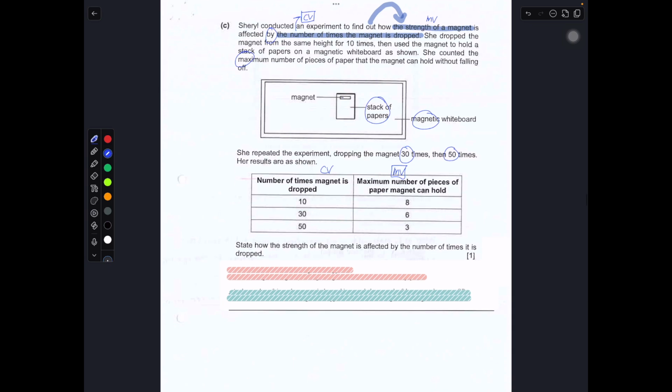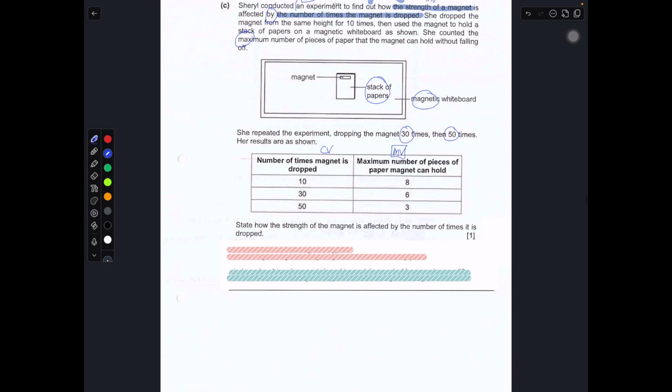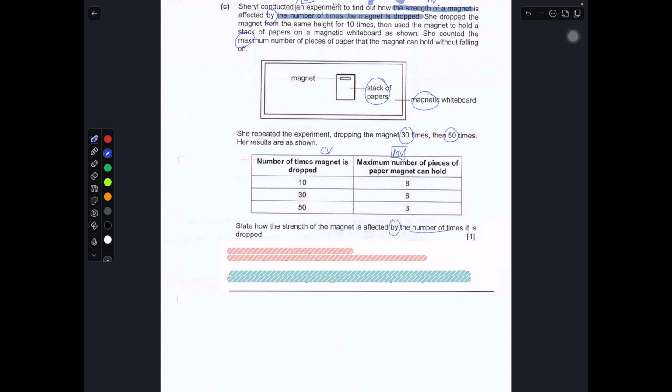State how the strength of a magnet is affected by the number of times it is dropped. As you know, the number of times it is dropped is the change variable, and the strength of the magnet is the measured variable. But it is difficult for us to measure the strength of the magnet. You cannot say one magnetic strength, 2 units of magnetic strength. So we have to use another type of measurement to tell us the strength: 8 pieces of paper and 3 pieces of paper.